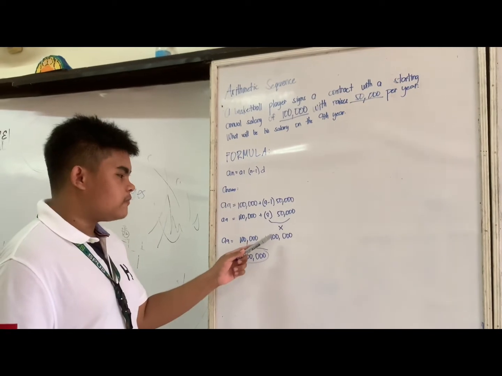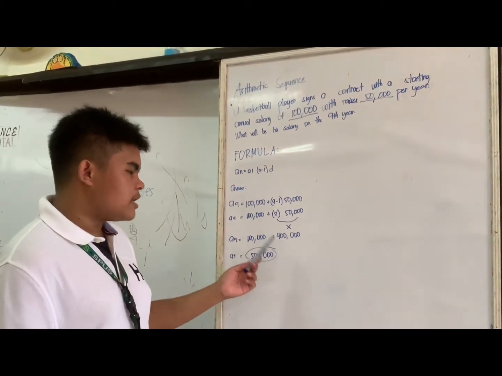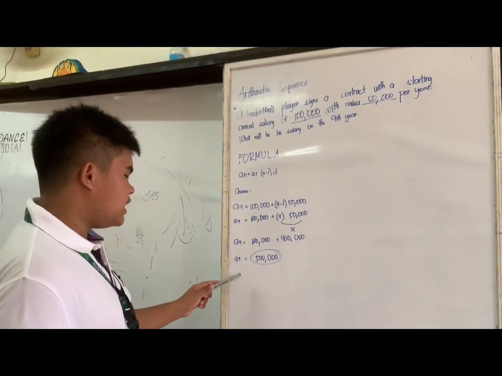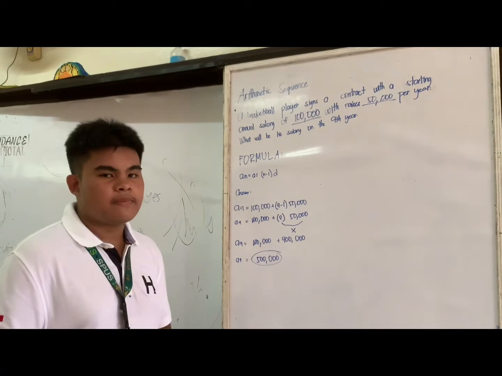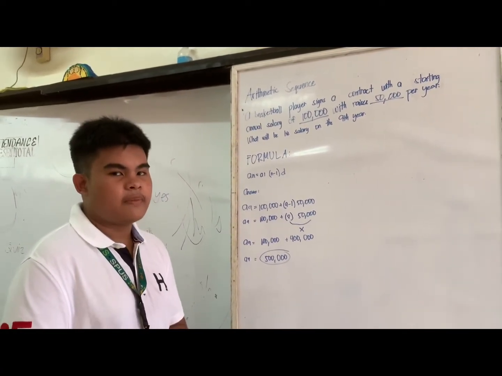8 times 50,000 equals 400,000. Now, we should add 100,000 to 400,000 to determine his salary in the ninth year. So a sub 9 equals 500,000, because 100,000 plus 400,000 is 500,000. Easy as that, we are now done with the arithmetic sequence.